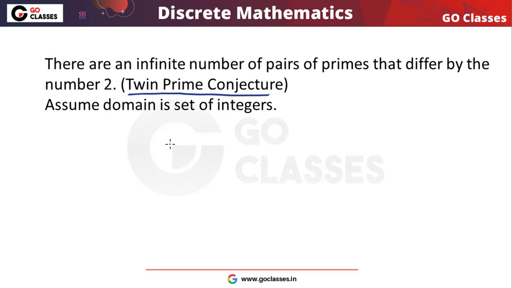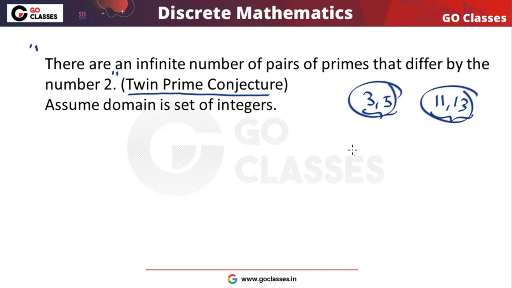This is the twin prime conjecture. This conjecture says that there are an infinite number of pairs of primes that differ by 2. For example, 3 and 5 differ by 2. For example, 11 and 13 differ by 2. These are prime numbers, and they differ by 2. So this conjecture is saying that an infinite number of such pairs must exist.